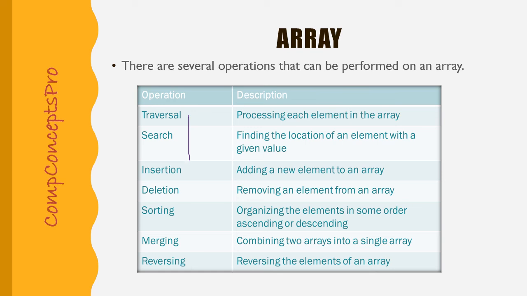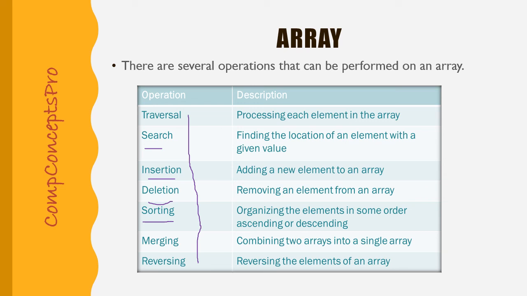Now these are the operations that can be performed on an array. Traversal means just going through all the elements from starting to the ending. Search means to locate a particular element. Insert means to insert a new element in the array. For this we have to declare the array of a little bigger size than actual elements that we have inserted in the beginning. Deletion means delete a particular element from the array.